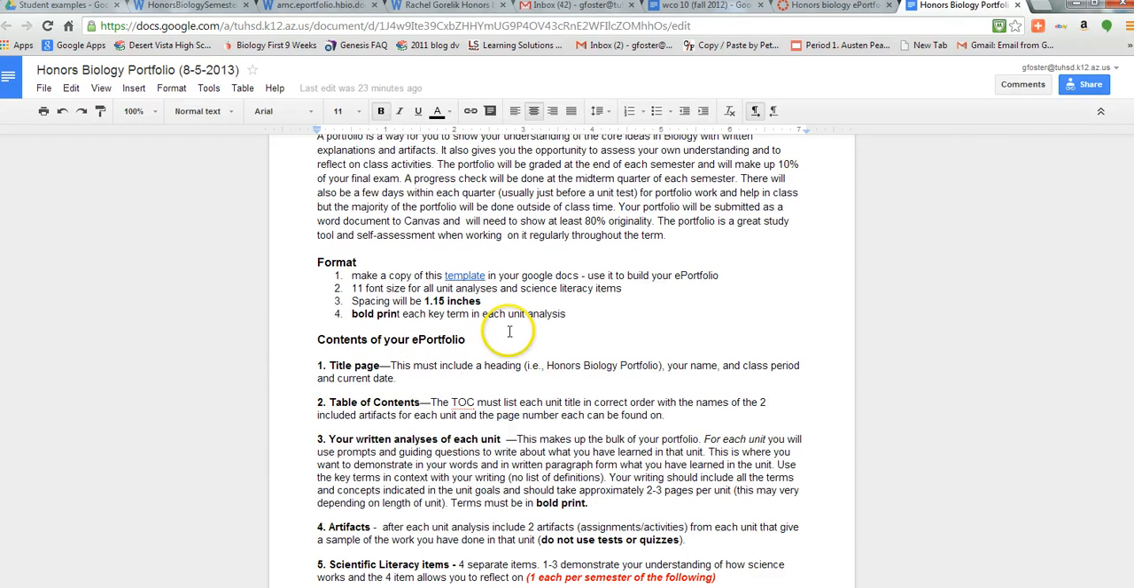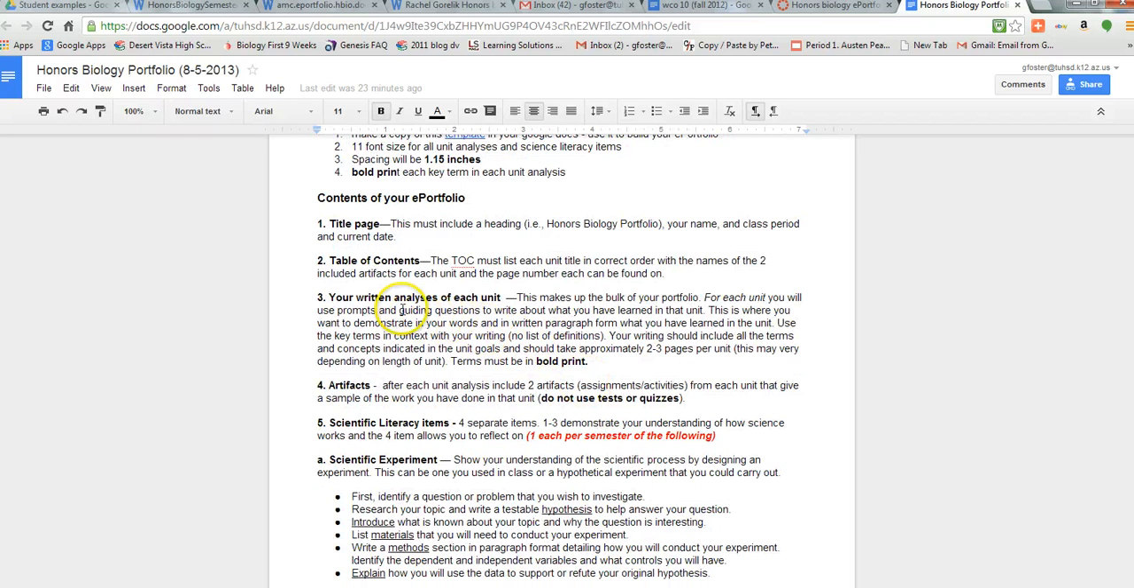And so what I'm going to do is go to the actual template here, but these directions lay out everything that should be in your portfolio, your eFolio as they call it. It should have a title page, table of contents, your written analysis of each unit, and that's usually the biggest piece right there. And this is in your words, okay? Written paragraph format. I don't want definitions here. I know you can define the word. I want you to use it in context. That's what I'm looking for.